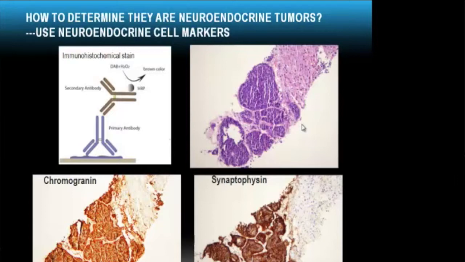So you can see this is background, normal liver, and this part is tumor. The background liver is negative for these two molecules, but the tumor is positive. Therefore, we confirm it is a neuroendocrine tumor.